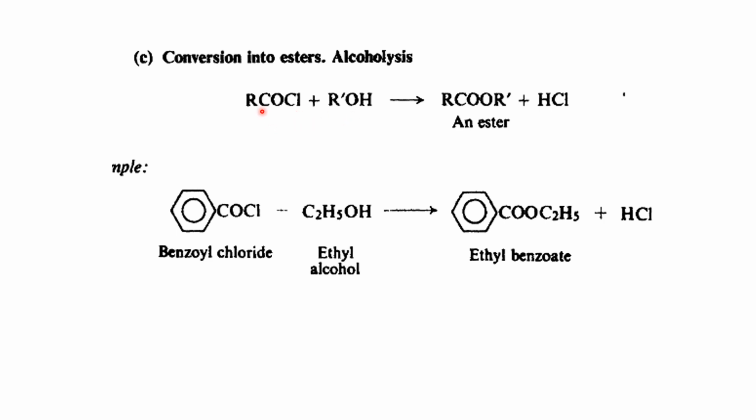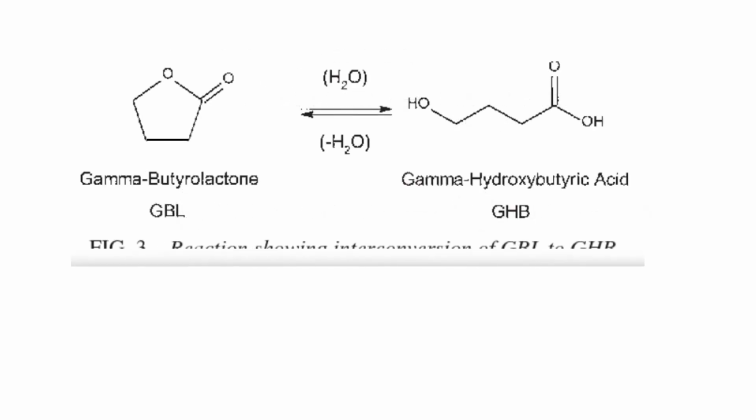Okay, so this is conversion into ester, starting with acid halide and alcohol, you have an ester. So this is the example, benzoyl chloride with ethyl alcohol. The ester that is formed is ethyl benzoate. So how do we apply these mechanisms to the problem in the formation of lactone?